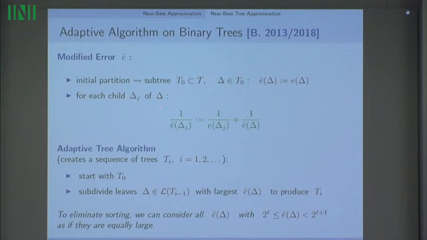So let's have 1 over the modified error is 1 over the error plus 1 over the modified error of the parent. Following this approach, the adaptive tree algorithm is very simple. We just use these modified errors and we subdivide whichever error is the largest. We can do that in bulk, taking all the errors which are between 2 powers of 2 and do it faster.